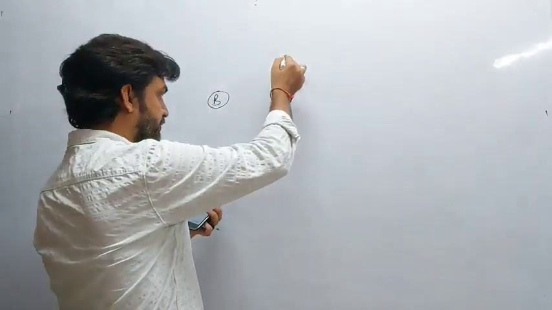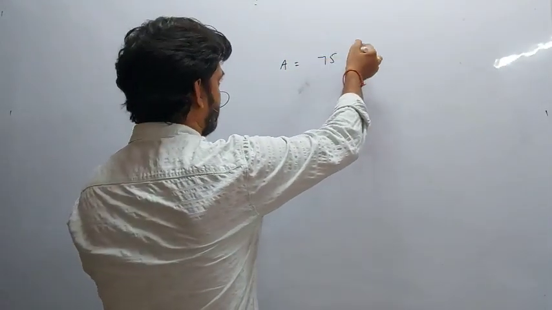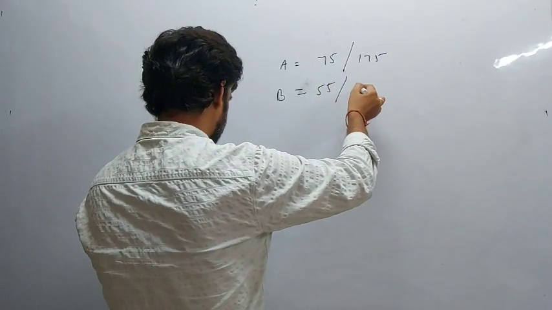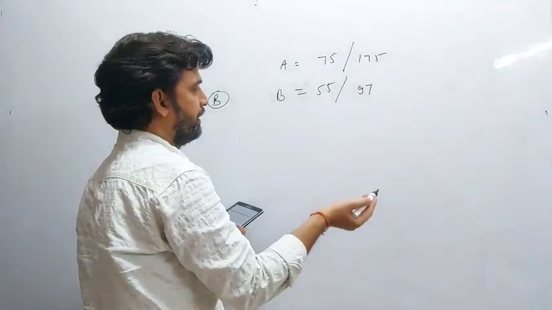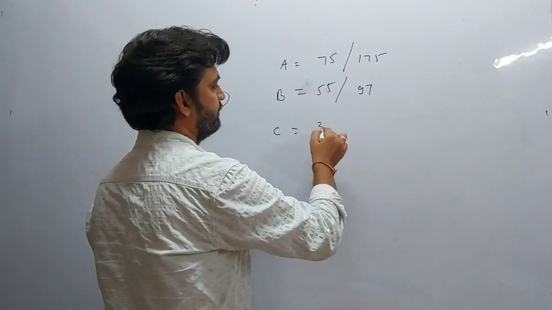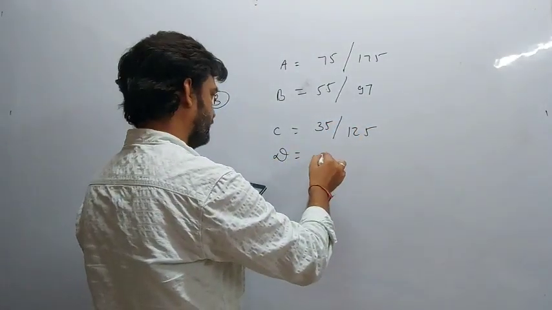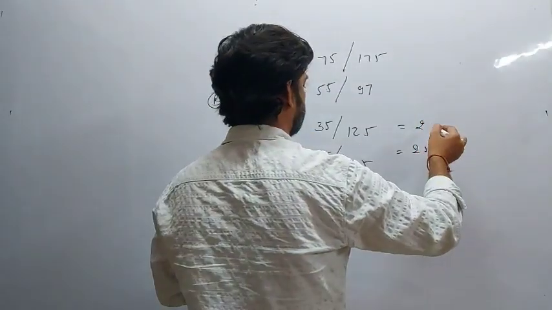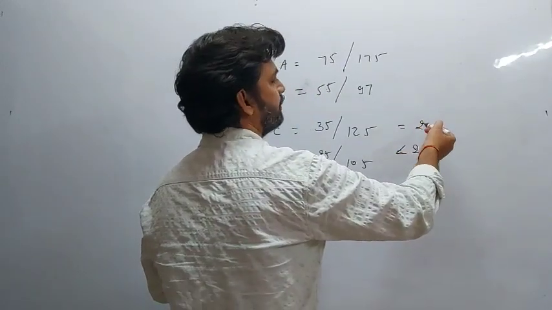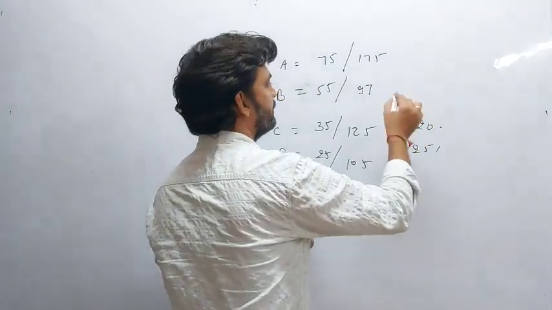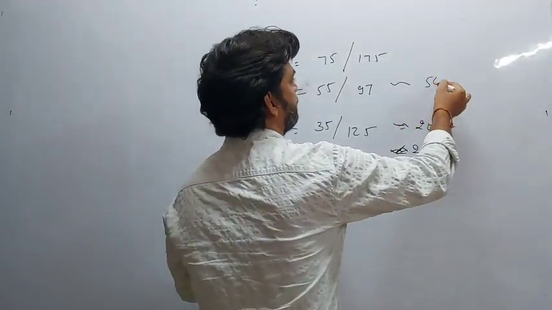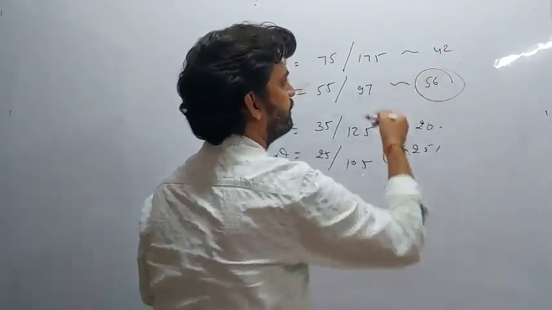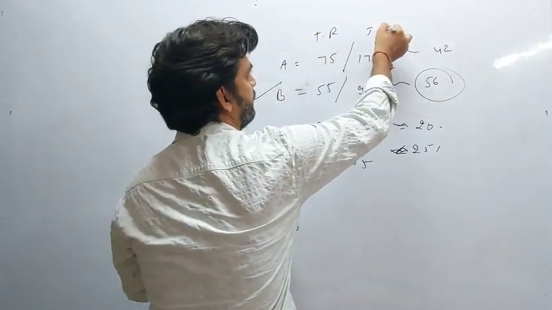The remaining are A and B. For A, 99 runs out of 175 balls, and for B, 55 runs out of 97 balls, which is about 56%. C is very less, 125 on 35, and D is 25 on 105, which is around 25%, less than 25. So approximately 20, approximately 25, approximately 56, and this one is approximately 42 point something. Which is the higher one? 56, that means B. Total runs by total balls, right?